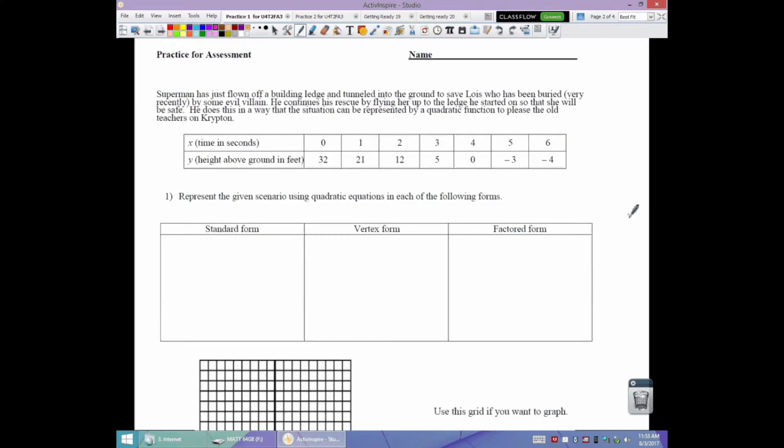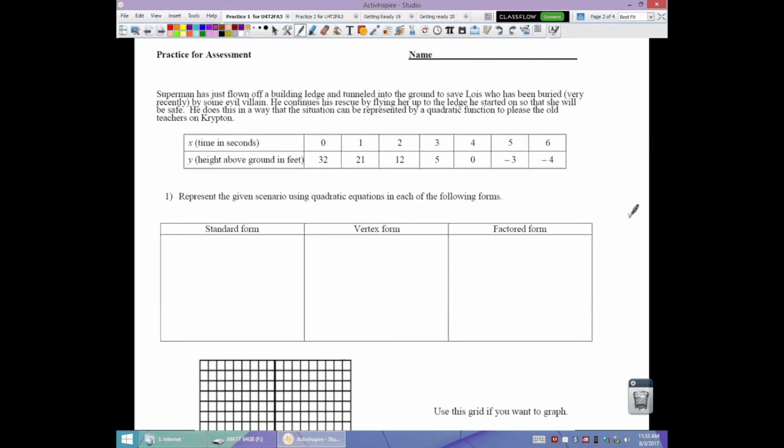This is our first practice. There are going to be two for your Unit 4, Topic 2, assessment number 3. We have a table of values that represent Superman as he flies off of a ledge, down to ground level, tunnels underground, grabs Lois, and then returns her up to the ledge where she's safe.